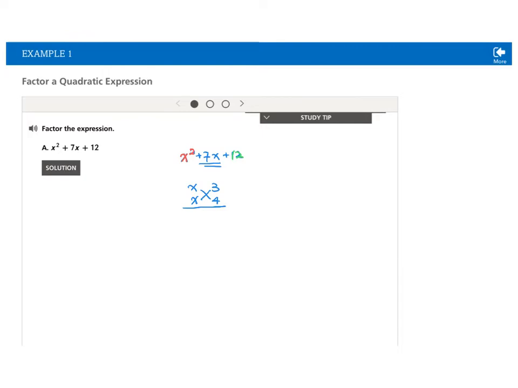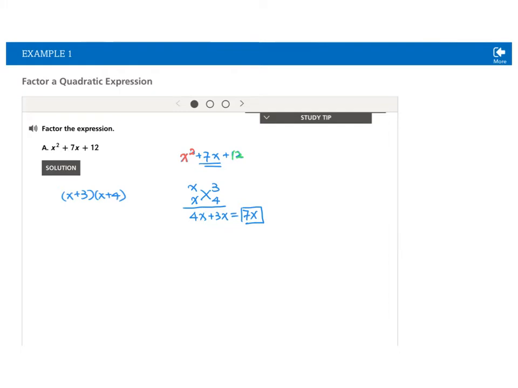And now I cross multiply. I should have 4x plus 3x. And magically, I have my middle term. And if it matches, that means my factors are right. My answer to this one is (x plus 3) times (x plus 4). It's that easy. It's staring right at you. So I really like this method. I don't teach any other methods.